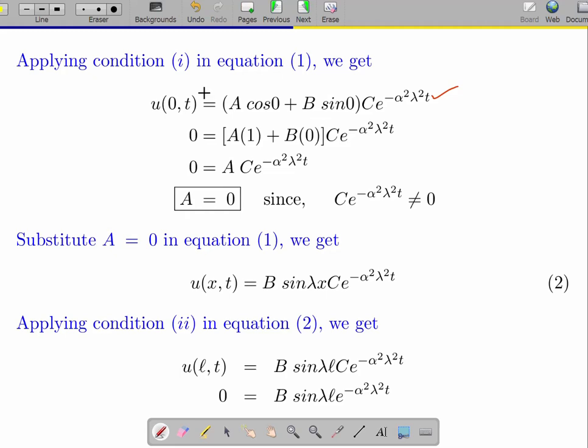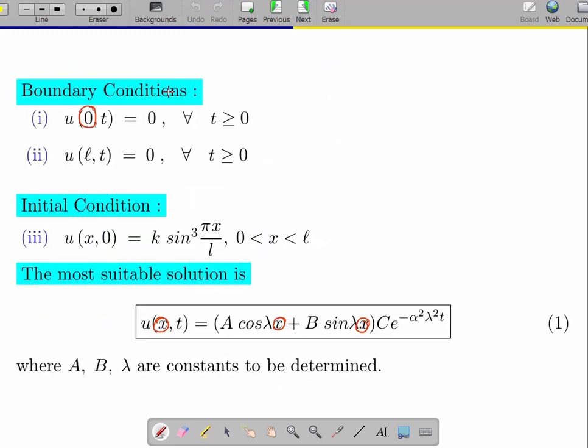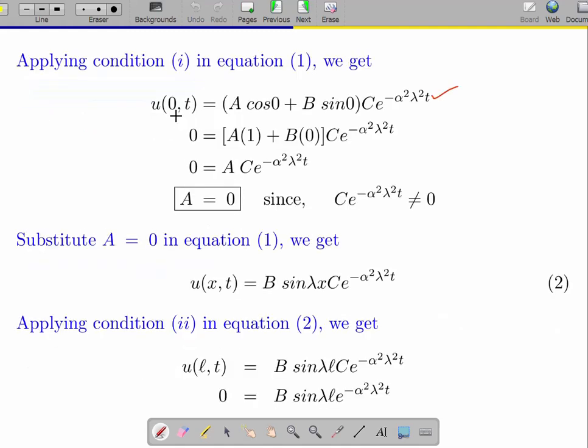Now we know that u of 0 comma t is nothing but 0, so we replace it here: u of 0 comma t is equal to 0. Cos 0 is 1, sin 0 is 0, so b into 0 is 0. Therefore simply we have a plus 0, which is a, into c into e power minus alpha squared lambda squared t.